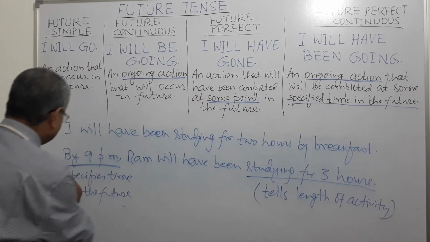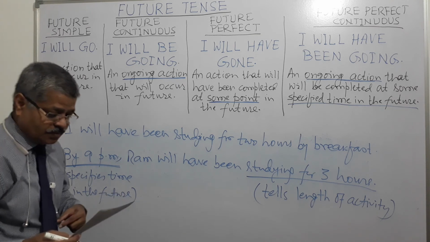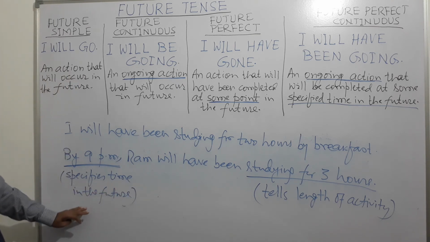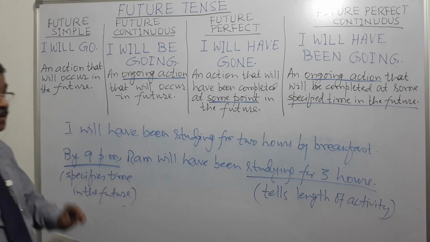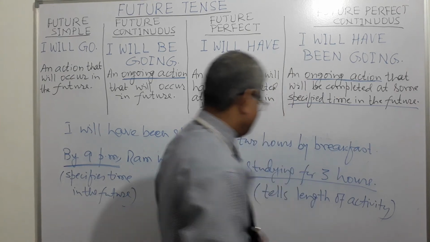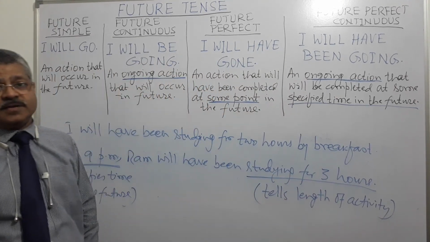So typically future perfect continuous has two time expressions. One specifies the time in the future, 9 p.m. in this, and another tells the length of the activity. What is the length of activity? The activity is studying, the length is 3 hours, right?